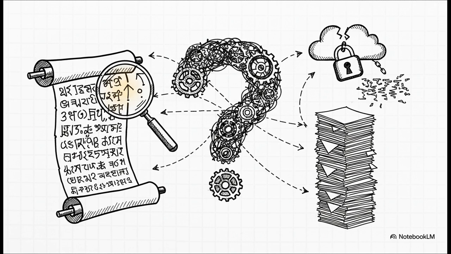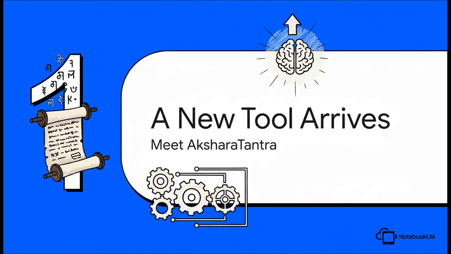It's a huge undertaking. Plus, you've got to worry about keeping your research private, and you're always battling to get the text extraction just right. This is the stuff that scholars and archivists are up against every single day. So, what if there was a tool built from the ground up to tackle all of these problems head on? Well, there is. It's called AksharaTantra, and we're about to dive in to what makes it so special.